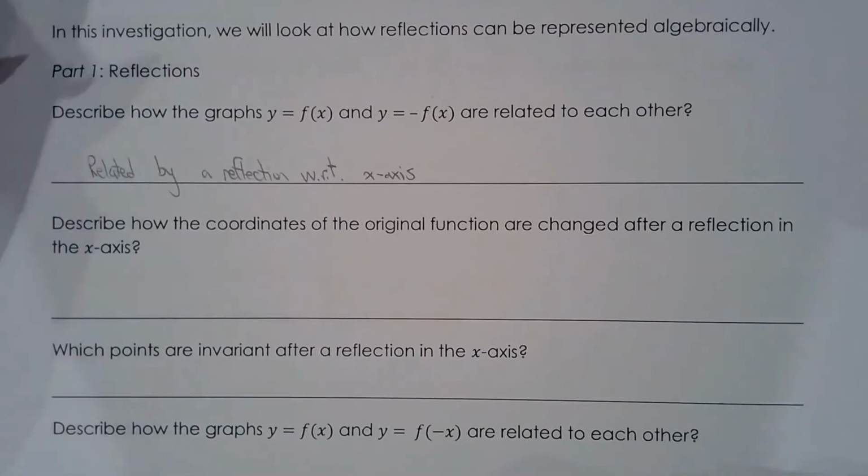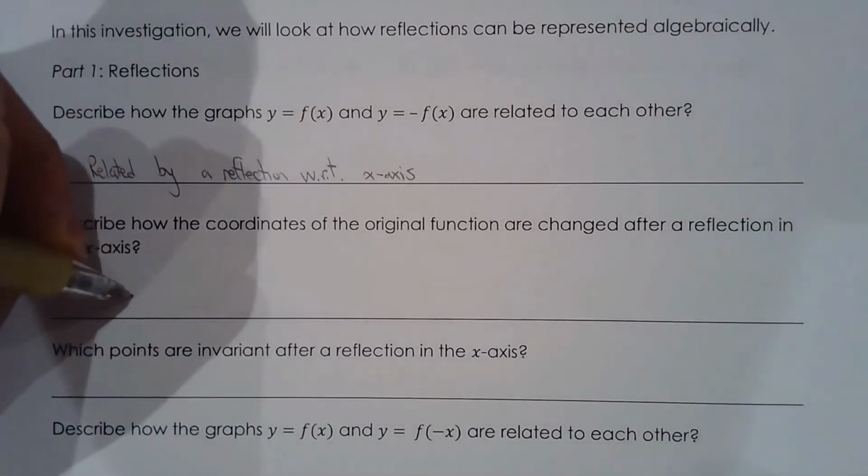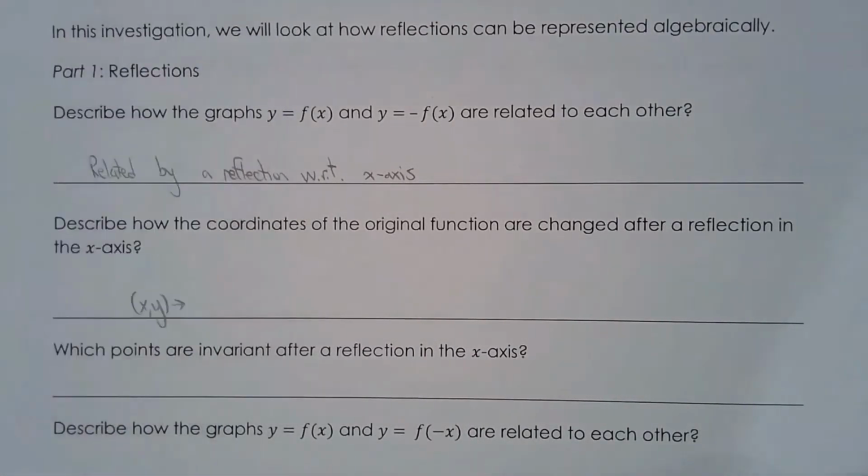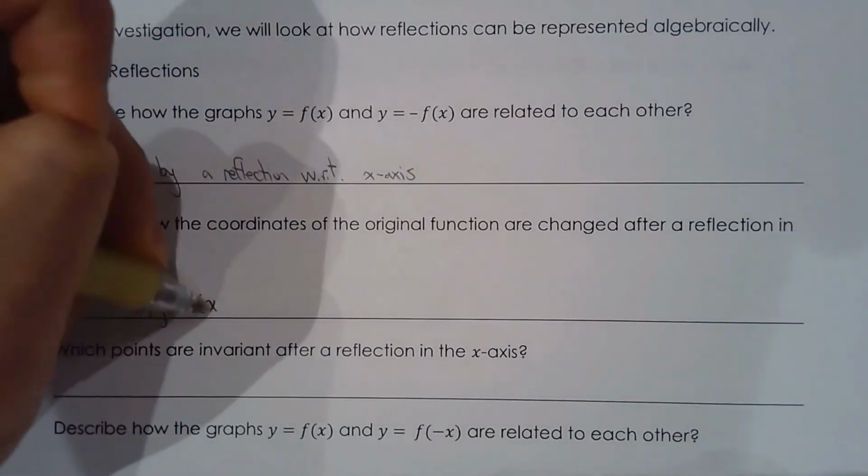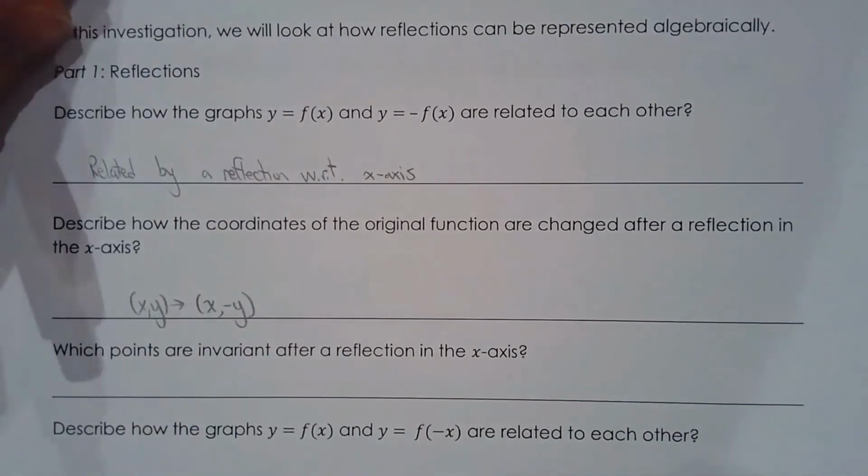Describe how the coordinates of the original function are changed after reflection in the x-axis. So they used to be (x, y), but now they are (x, negative y).